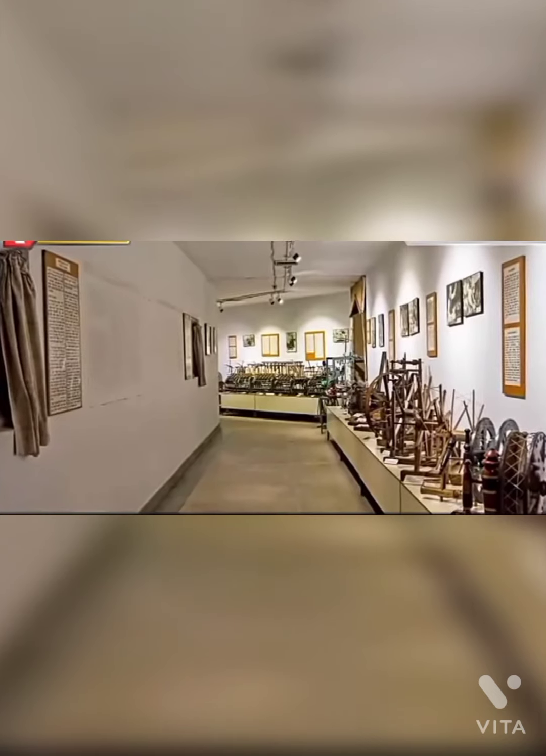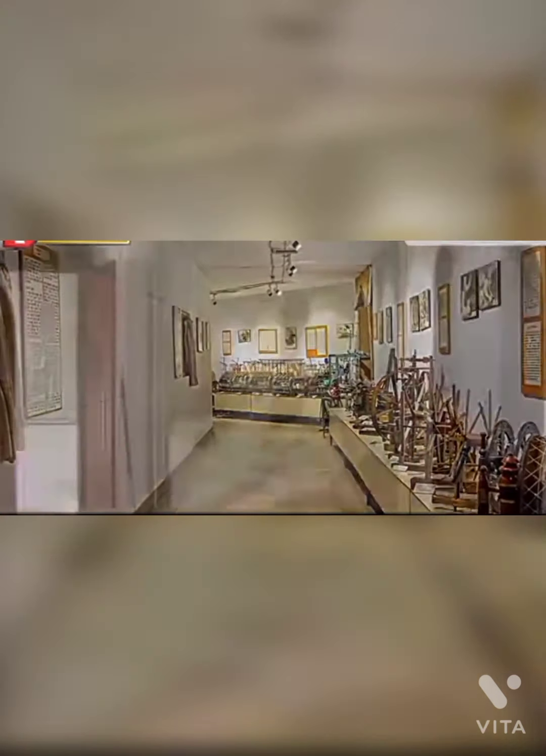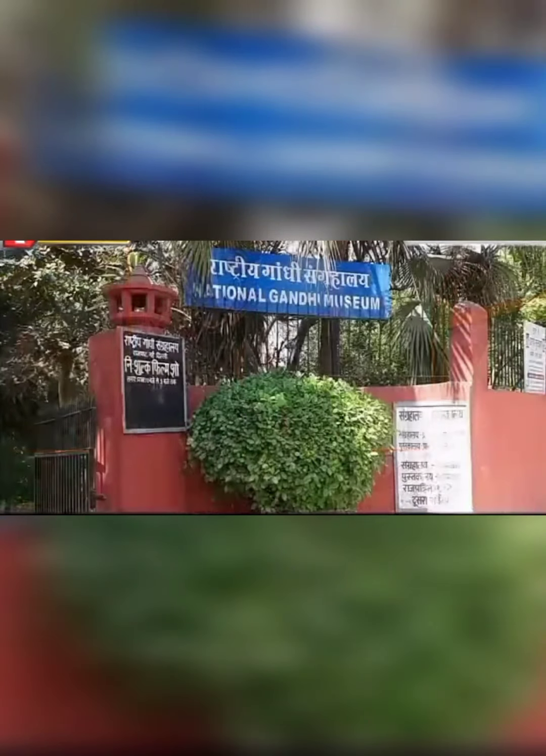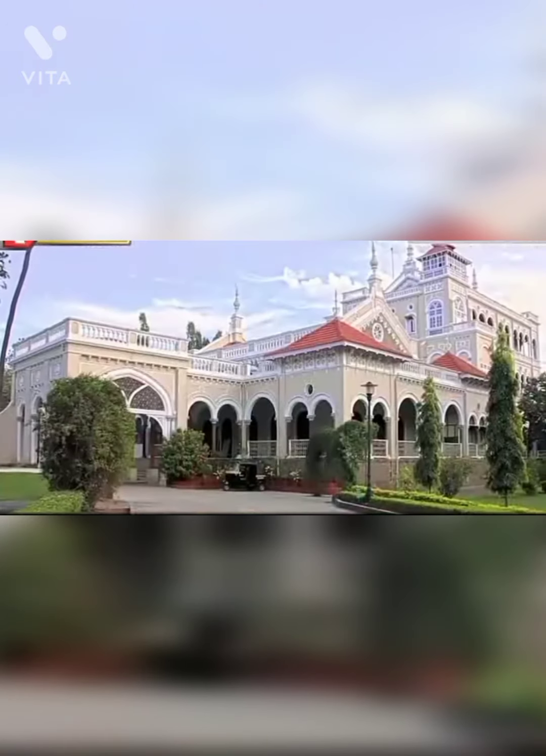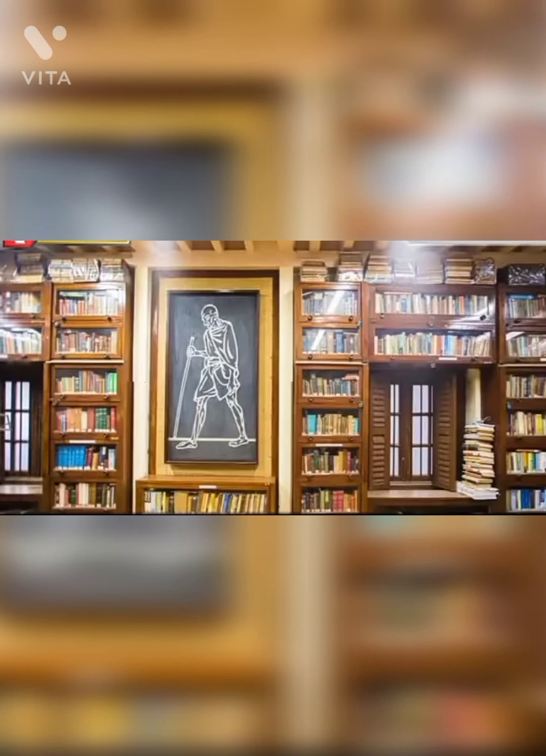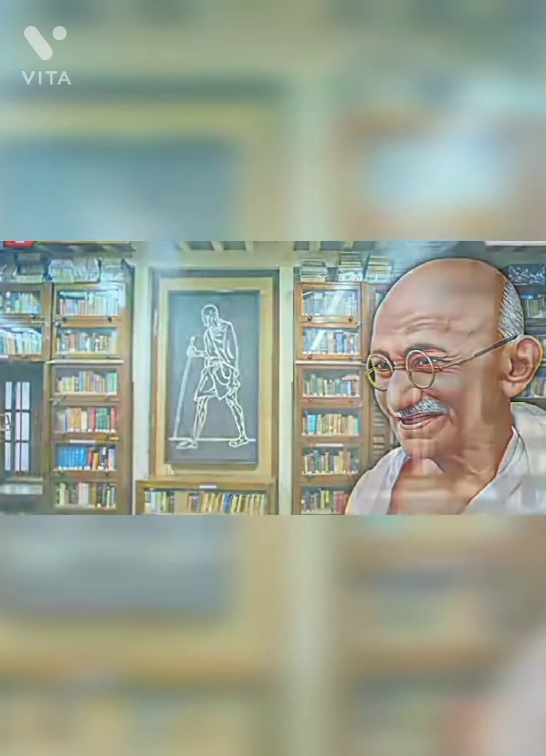Museum. For the study of history, various objects, paintings, photographs and such other things are preserved in museums. At the Aga Khan Palace in Pune, we can see different things and documents giving information about the life of Mahatma Gandhi.